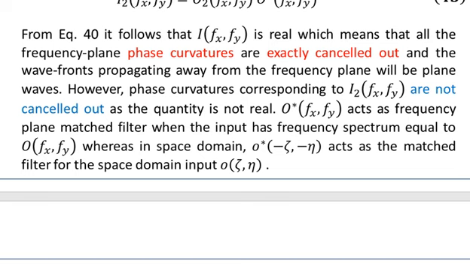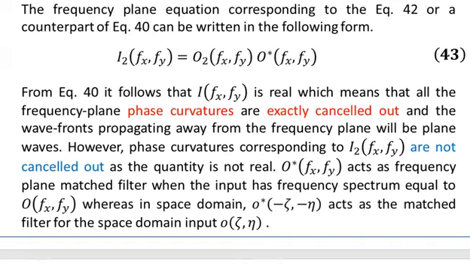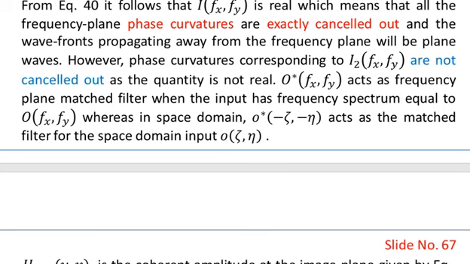A plane wave means that all the phase curvatures are exactly cancelled out at the frequency plane. However, phase curvatures corresponding to I2 at the frequency plane are not cancelled out, as the quantity is not real, because the right hand side is not a real quantity. O conjugate at the frequency plane acts as a frequency plane matched filter when the input has a frequency spectrum equal to capital O at the frequency plane.